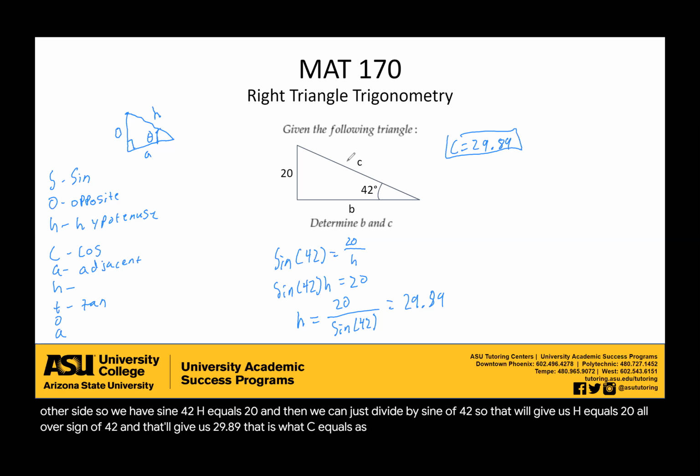Because C is the hypotenuse, right? We have a right triangle right there. So it's the side opposite the right angle, right?